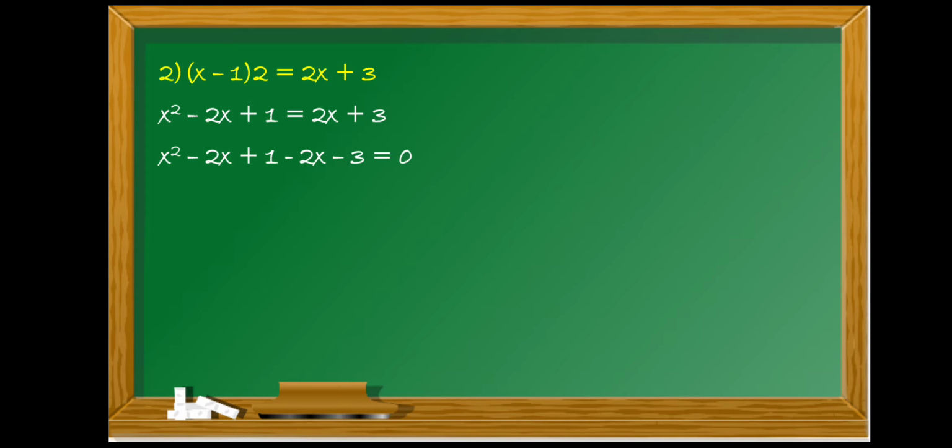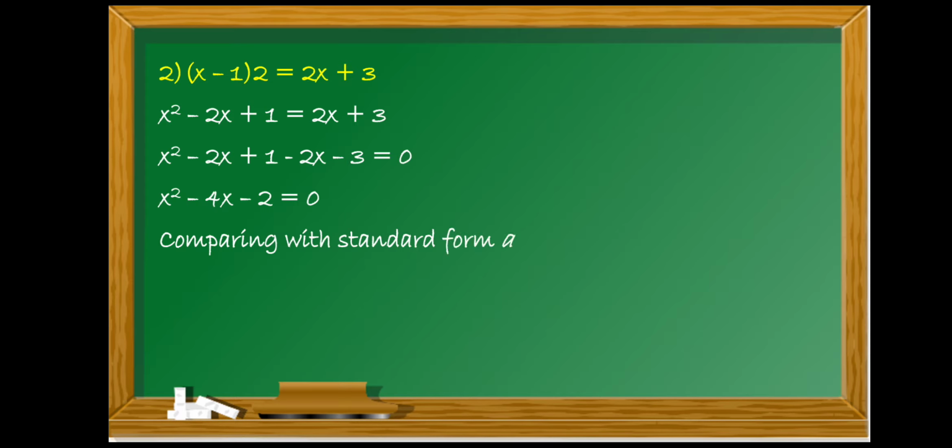Now we are going to bring all the terms to the left hand side. Plus 2x will become minus 2x, plus 3 will become minus 3. You will see minus 2x and minus 2x are like terms with the same sign, so they add up to minus 4x. So x square minus 4x minus 2 equal to 0. Plus 1 minus 3 will become minus 2. So comparing the above equation with the standard form ax square plus bx plus c equal to 0, a is 1, b is minus 4 and c is minus 2.